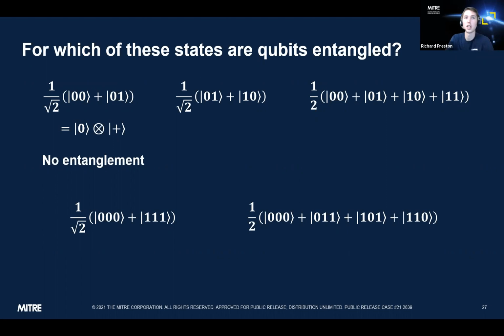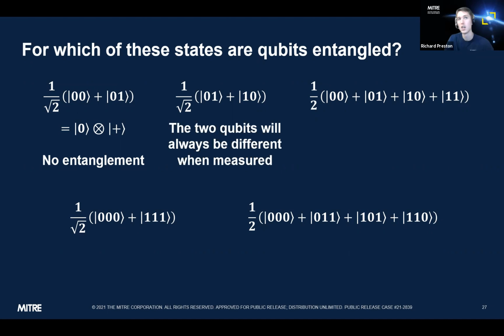Entangled. One qubit is always the negation of the other, right? So if I measure the first qubit and it's a 0, I know the second qubit is a 1. If I measure the first qubit and it's a 1, I know the second qubit is going to be a 0. So the two qubits will always be different when measured. All right, what about this third one?